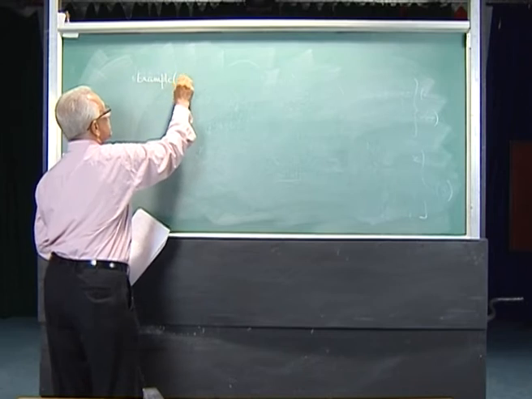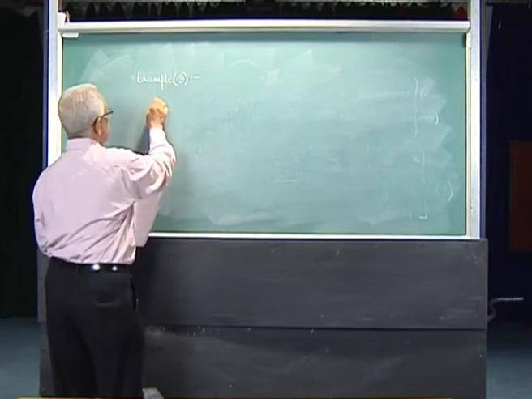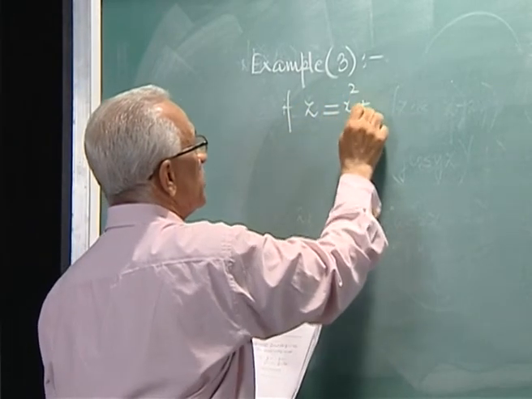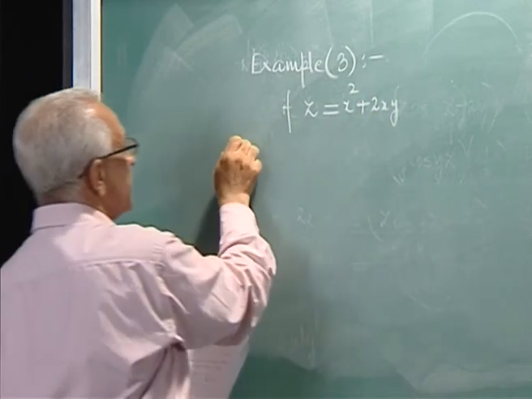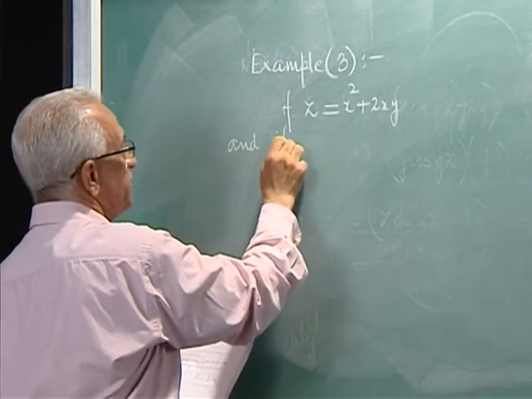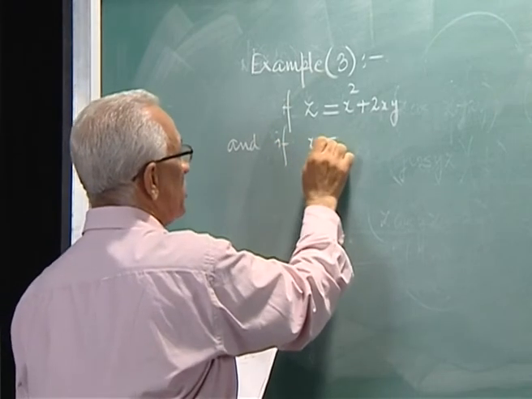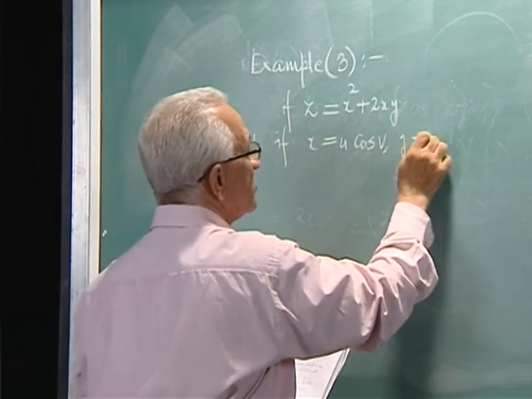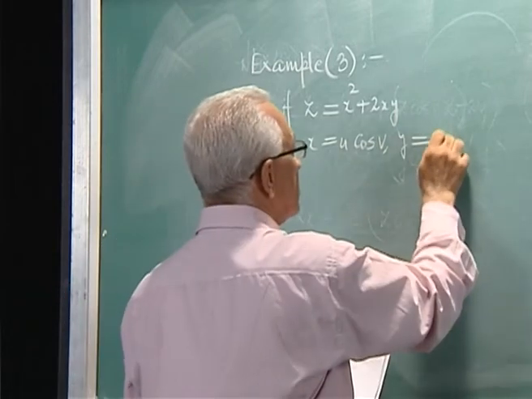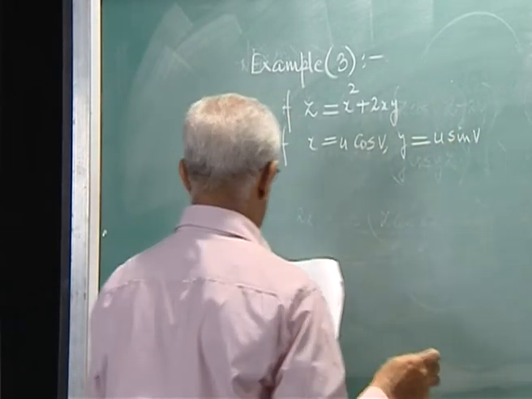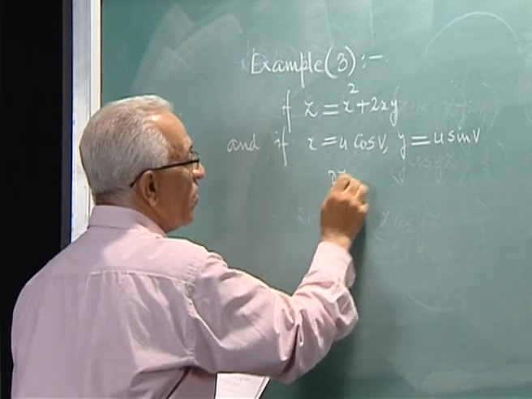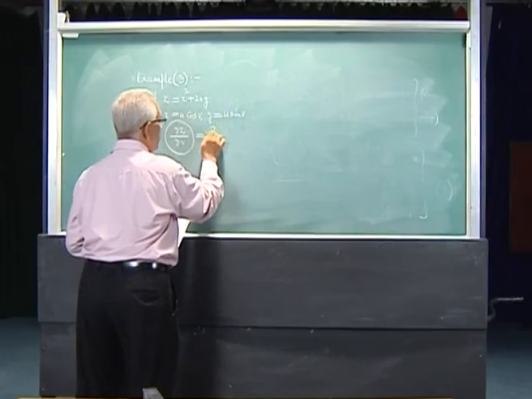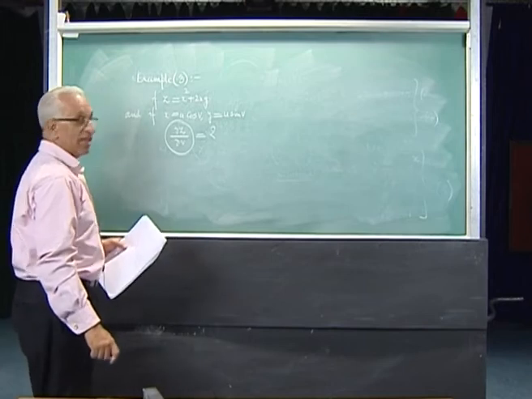This we call example 3. If we have z is equal to x square plus 2 times xy, and if x is equal to u cos v and y is equal to u sine v, you are to calculate or evaluate partial dz dv. What will be the value of it is the question that is raised.